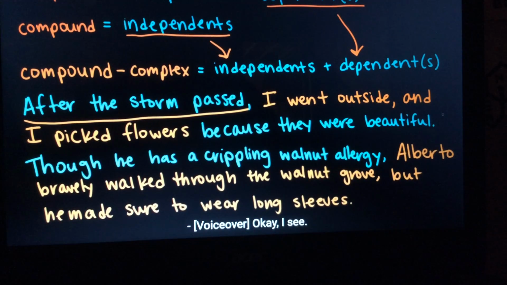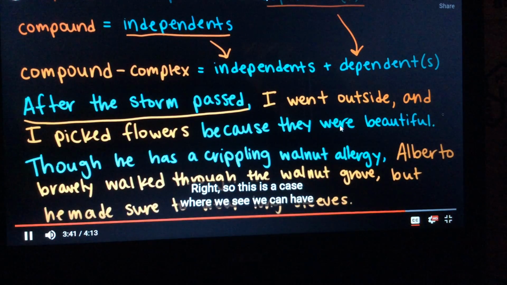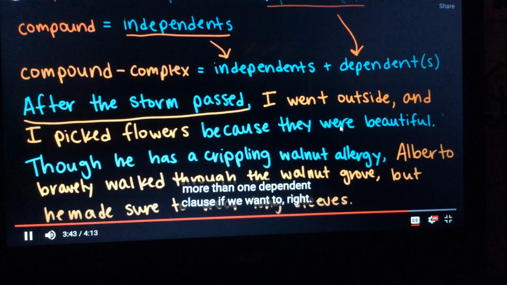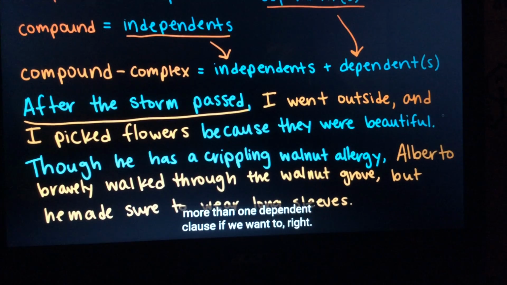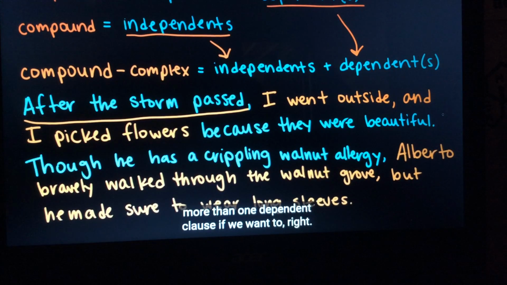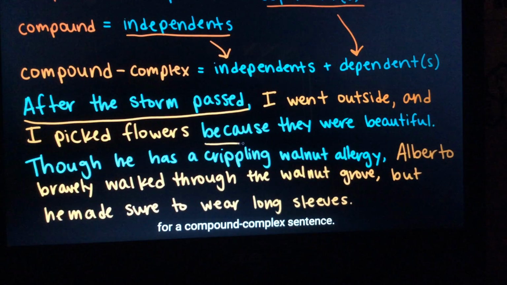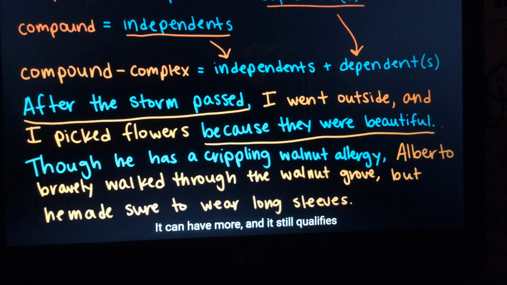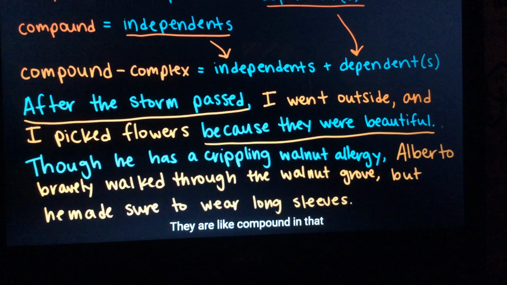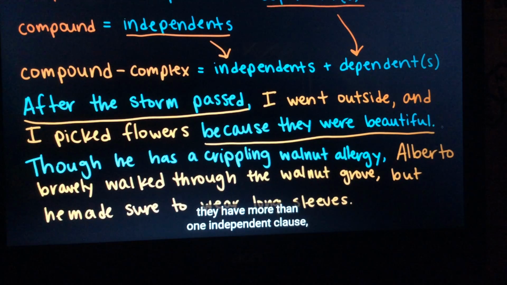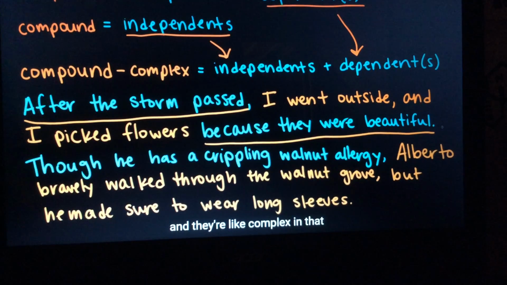Okay, I see. Right, so this is a case where we can have more than one dependent clause if we want to. Right? I know I keep saying this, but two independent clauses and one dependent clause are the minimum for a compound complex sentence. It can have more, and it still qualifies as compound complex. So that's compound complex sentences. They are like compound in that they have more than one independent clause, and they're like complex in that they also have dependent clauses.